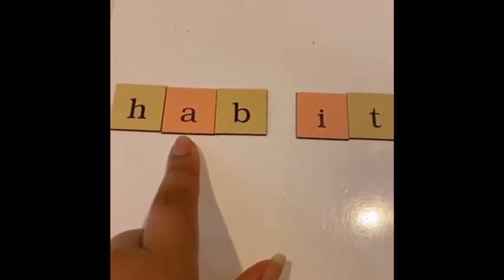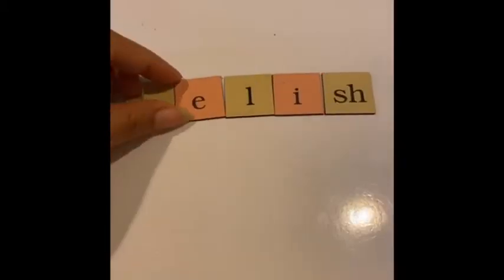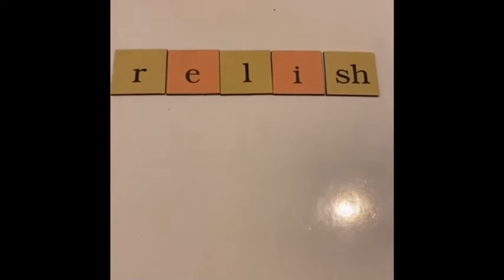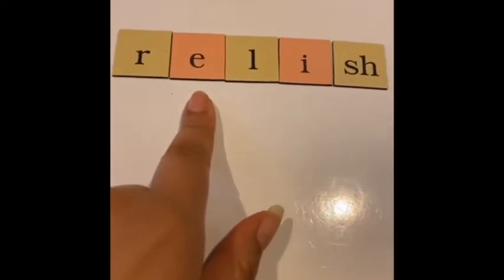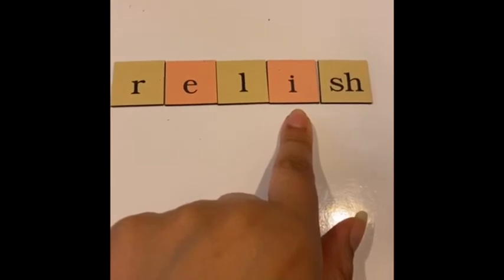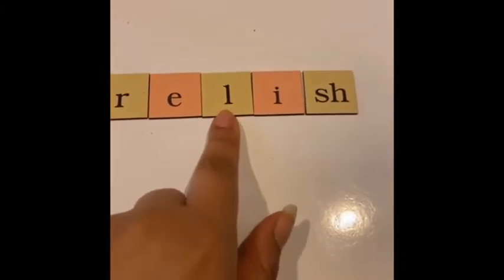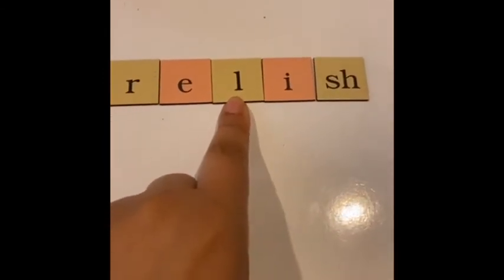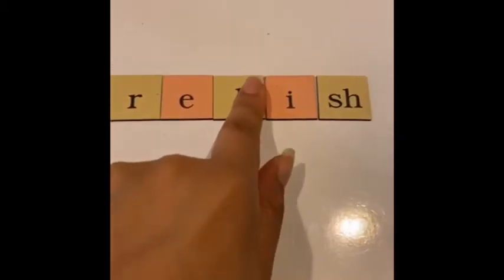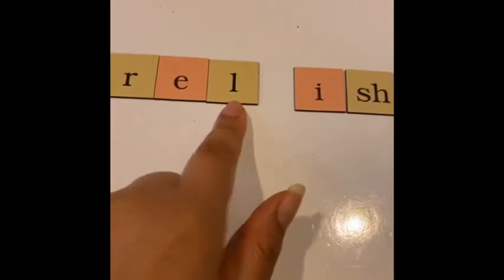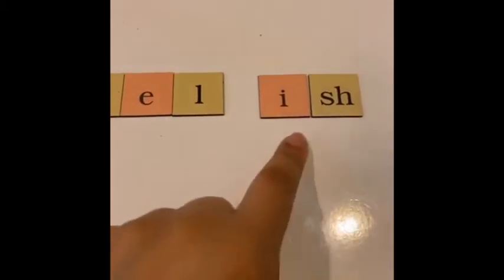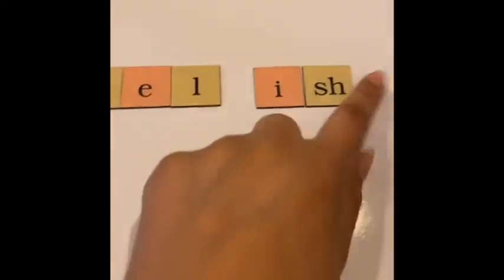Let's try with another one. First things first, I need to identify where my vowels are. There's a vowel. There's a vowel. In between the vowels, there's one consonant. To separate this word into parts, I'm going to close in my first syllable with the consonant. Relish. Relish. I like to put relish on my hot dog. Relish.